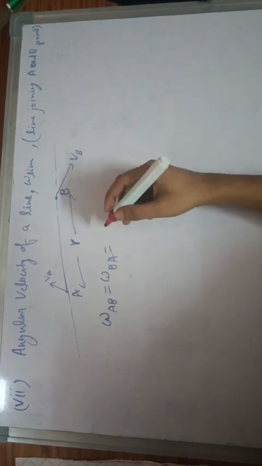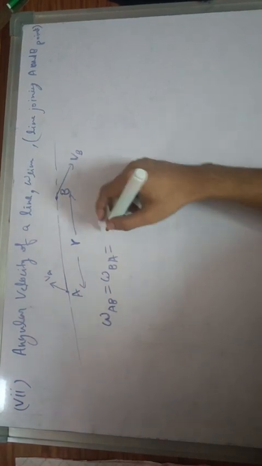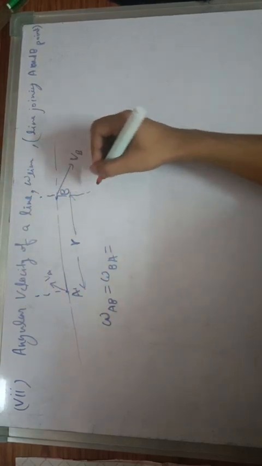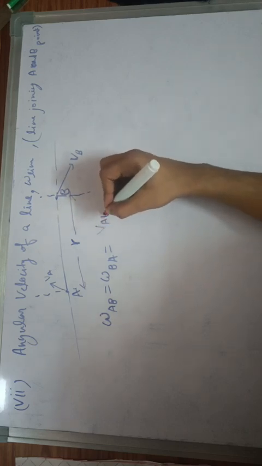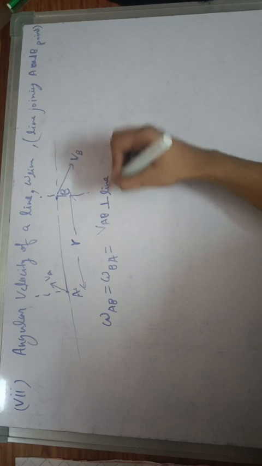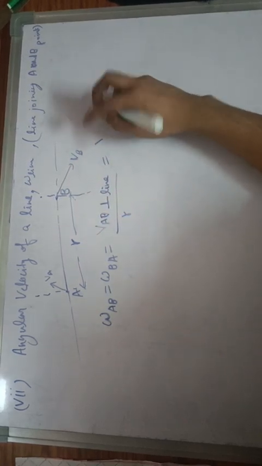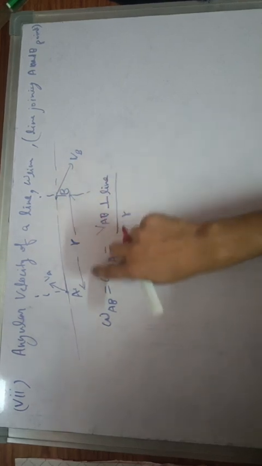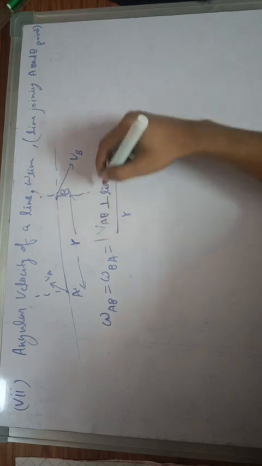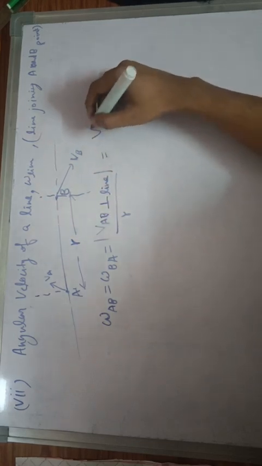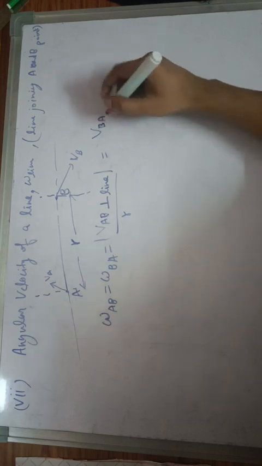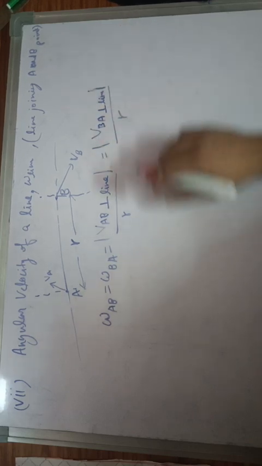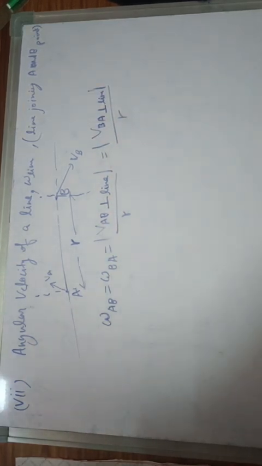Now the omega will be simply the velocity component perpendicular to the line, velocity of A with respect to B perpendicular to the line divided by R. Or we can say we want to find the velocity of A with respect to B perpendicular to the line's magnitude, that is equal to the velocity of B with respect to A perpendicular to the line's magnitude divided by R. This is the magnitude of angular velocity.